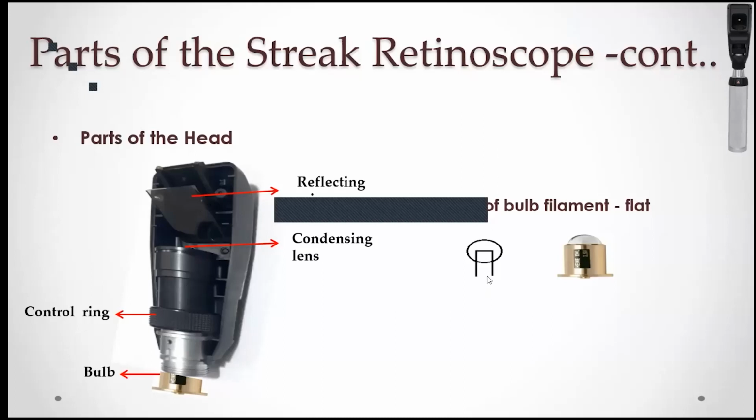The shape of the filament is quite special in this retinoscope bulb. Here you can find the filament. The bulb filament is flat. The shape of the bulb filament in the streak retinoscope is flat, whereas in other equipment you can find a spiral filament bulb. Here you can find a streak filament bulb.